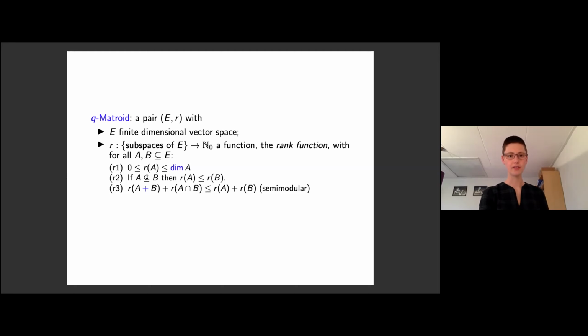We have that if A is inside B, then the rank of A is smaller than or equal to the rank of B. And we have this semi-modular inequality, where we have to watch out that the union is replaced by the sum. And it turns out that replacing a union by a sum sometimes runs us into trouble, but I will get back to that later.